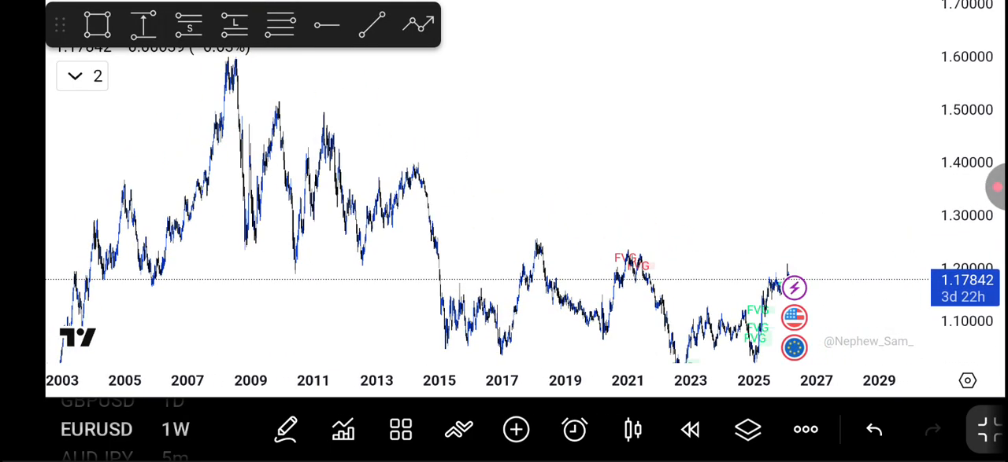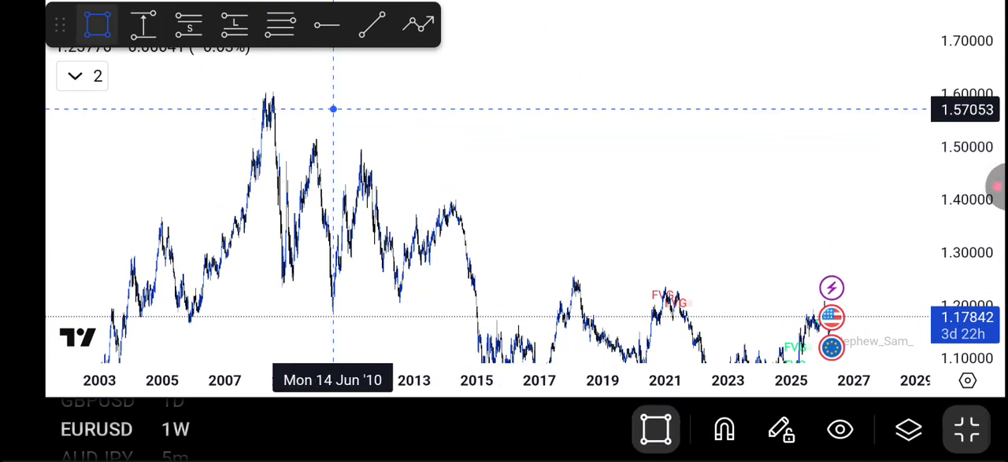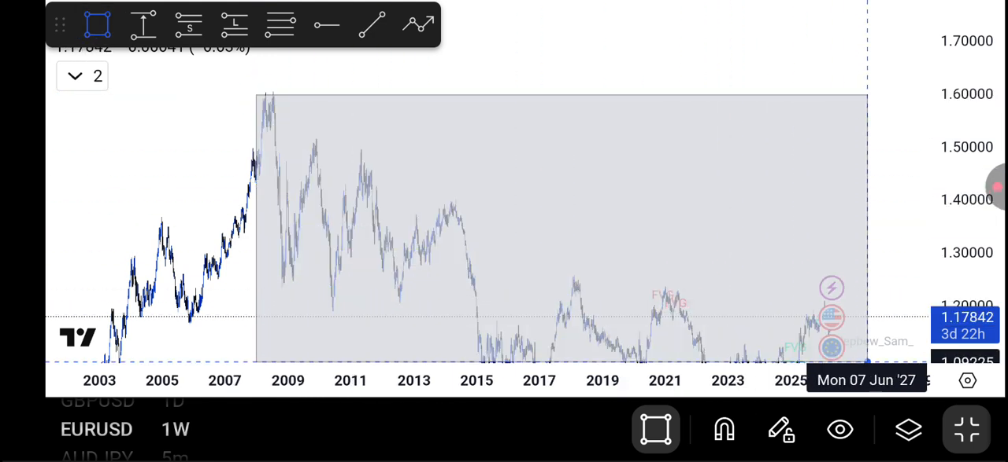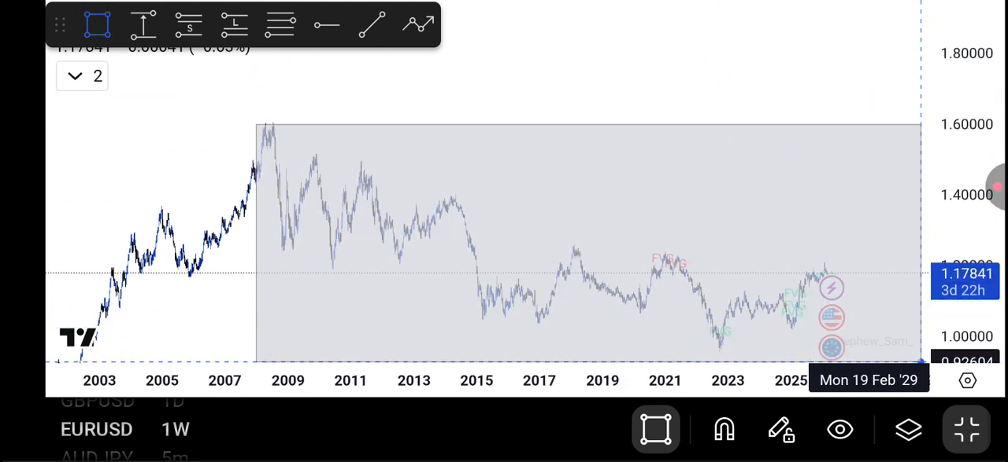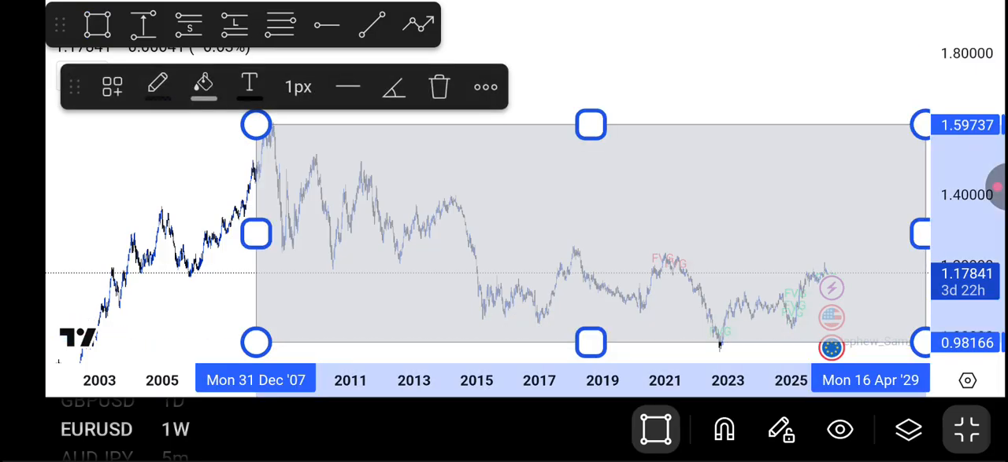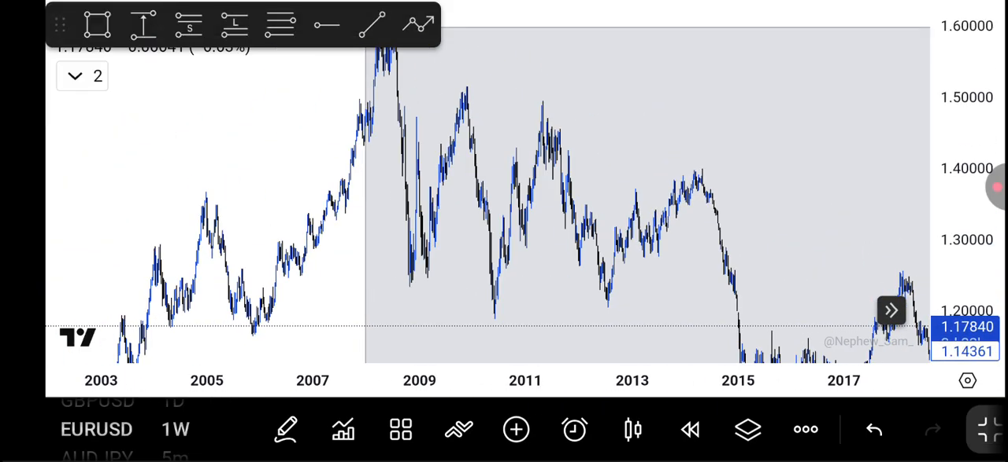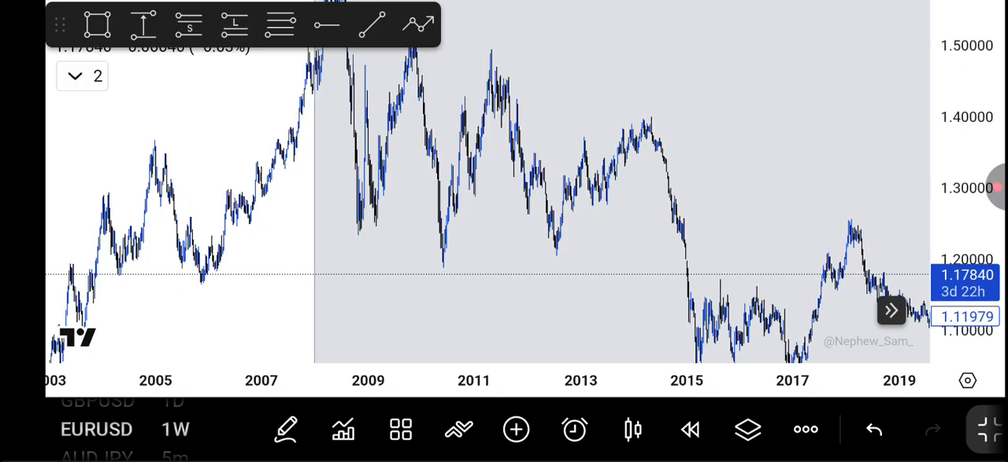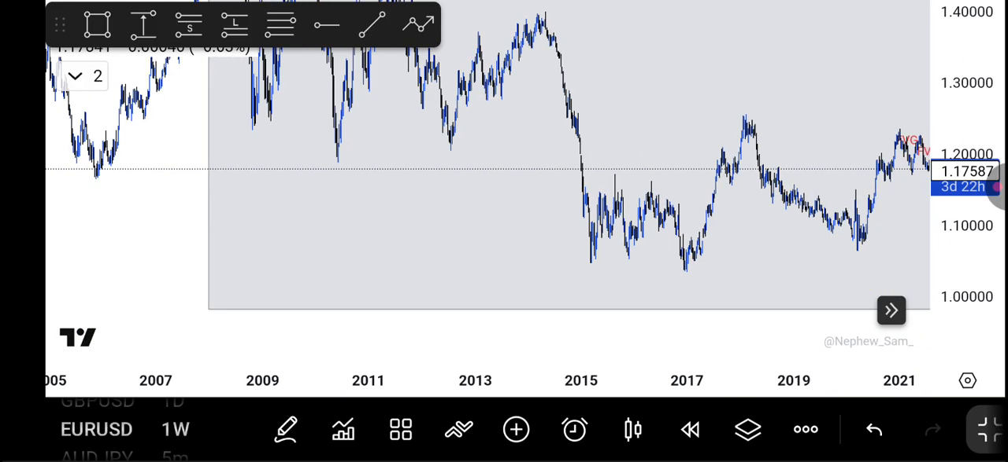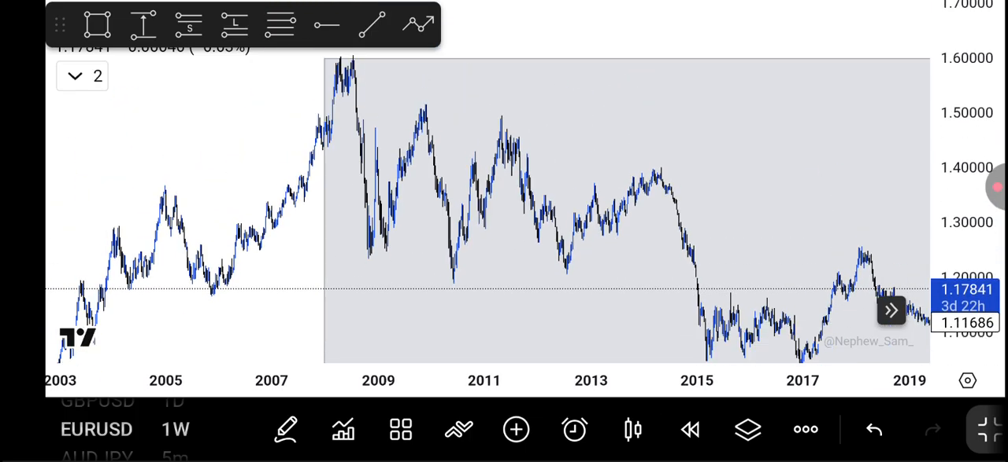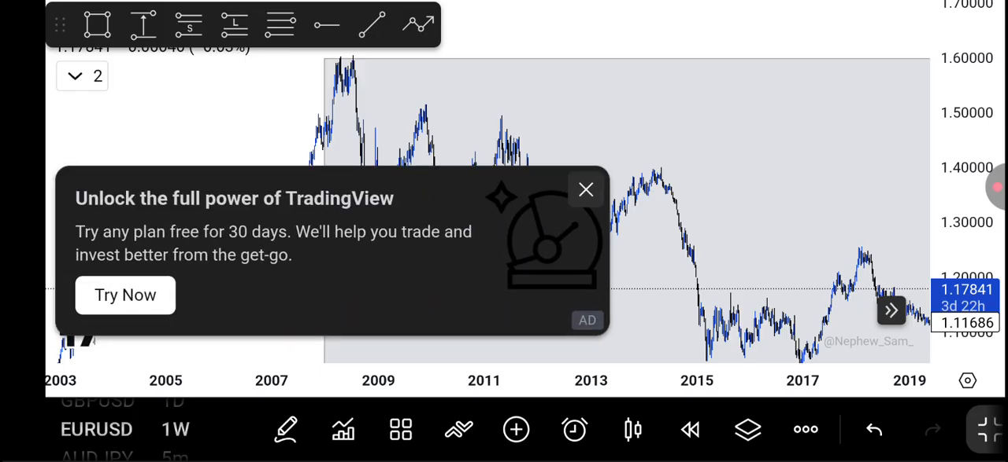I'm going to start my analysis from this top, that side. So inside this box, I'm going to be analyzing those charts inside this box. Inside this box, what can we see? I'm going to be using SMC strategy: structure, liquidity, and point of interest.